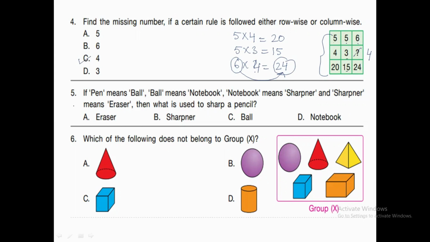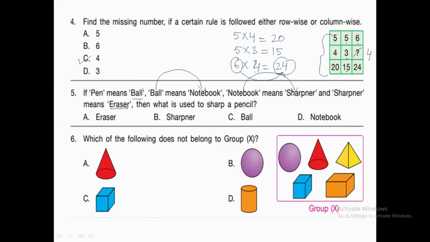Now let's move to question number 5, which is: if pen means ball, ball means notebook, notebook means sharpener, and sharpener means eraser, then what is used to sharpen a pencil? This question is of coding and decoding. So what is happening over here? The meaning of pen is ball. We are representing pen with ball.